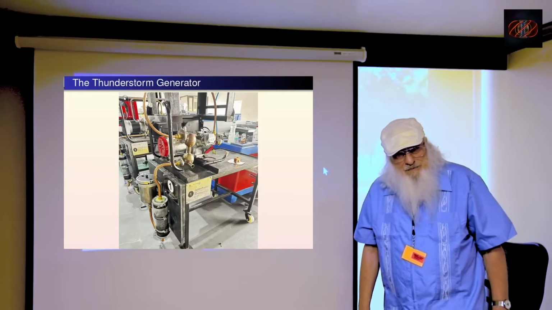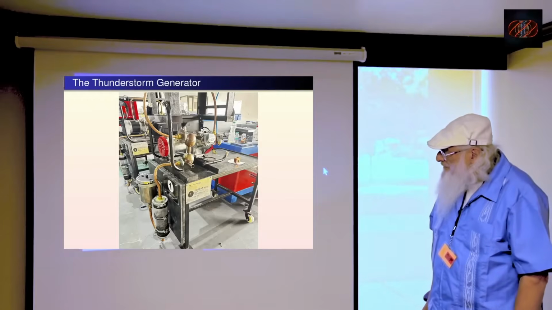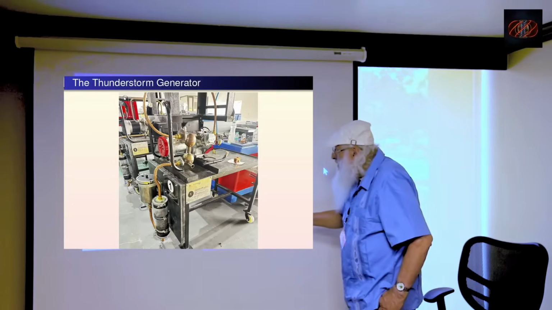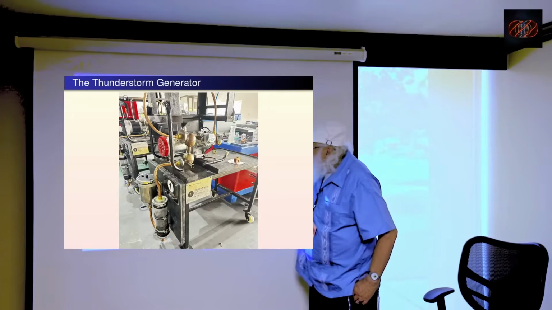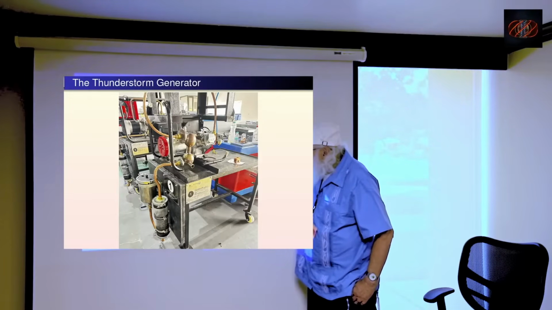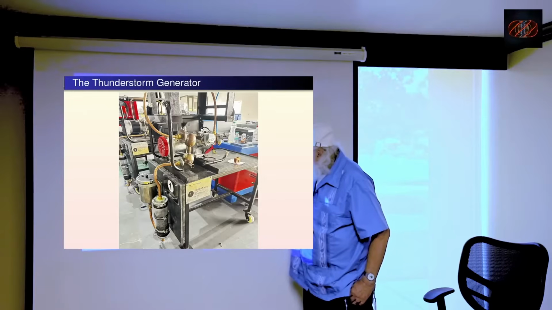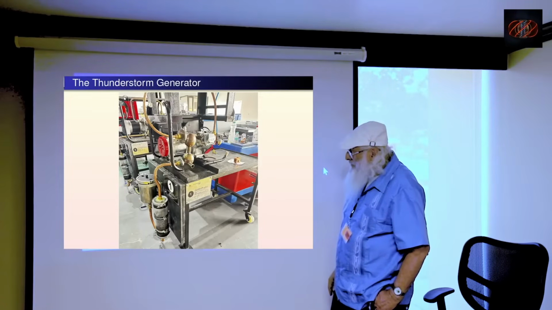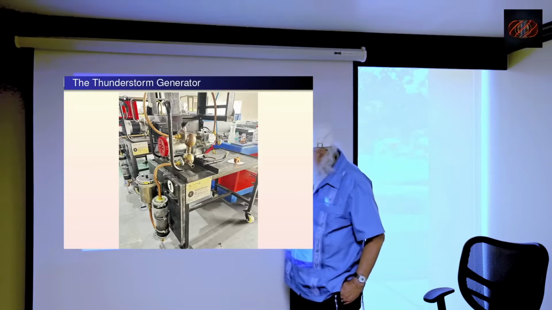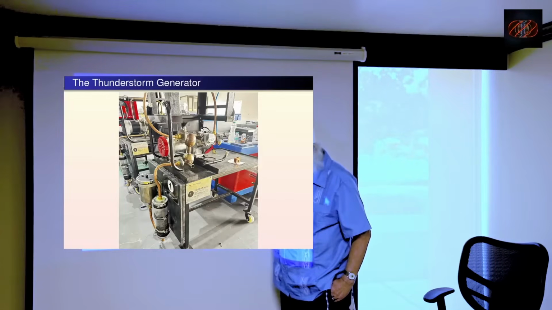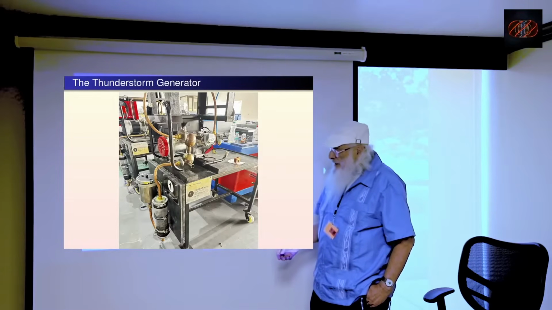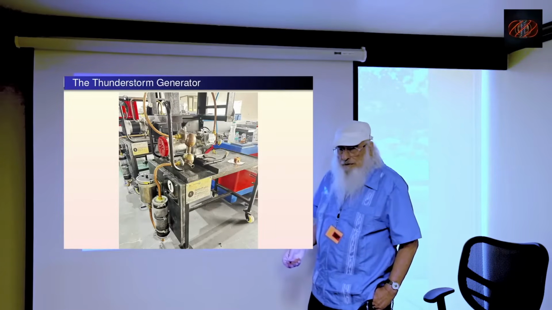And now we come to the thunderstorm generator. You can see here there's an engine. It's mounted in a frame. The engine. And this part of the engine is actually the generator. We'll start from here. Air comes in here, it encounters an ultraviolet lamp.